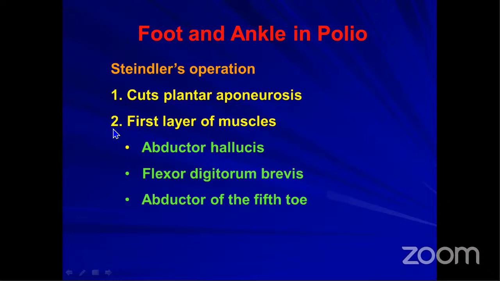So if the examiner asks you, what are the first layer of muscles, the candidate starts fumbling. You need to know the first layer of muscles. What are they? The abductor hallucis, the flexor digitorum brevis, and the abductor digiti minimi of the fifth toe. So the candidate should be able to answer: what is the Steindler's operation done for a mild to moderate cavus? Steindler's operation is cutting the plantar aponeurosis and the first layer of muscles to reduce the degree of cavus.